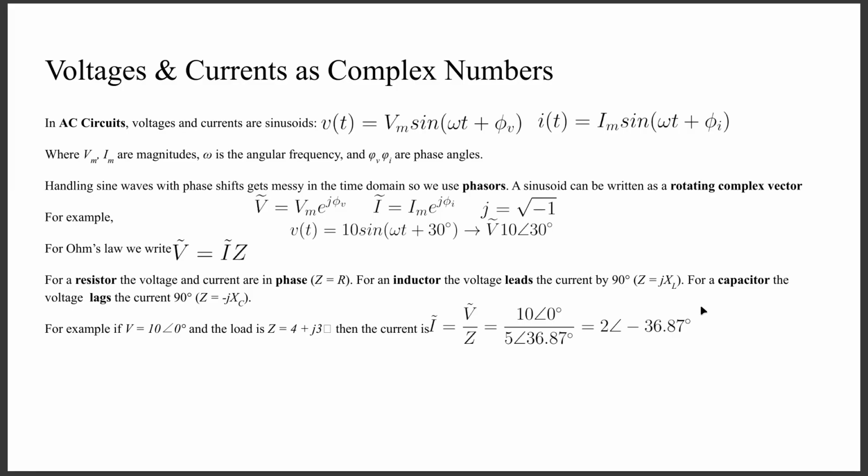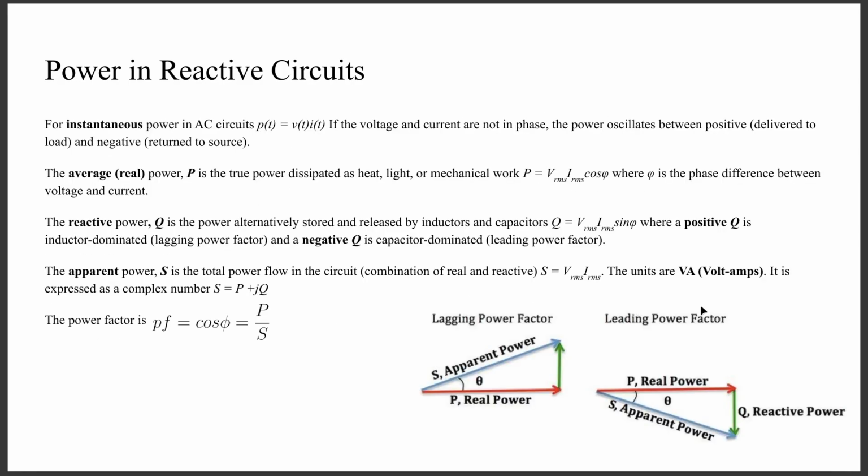For resistors, the voltage and current are in phase. For an inductor, the voltage leads the current by 90 degrees, and for a capacitor, the voltage lags the current by 90 degrees. Power in reactive circuits.